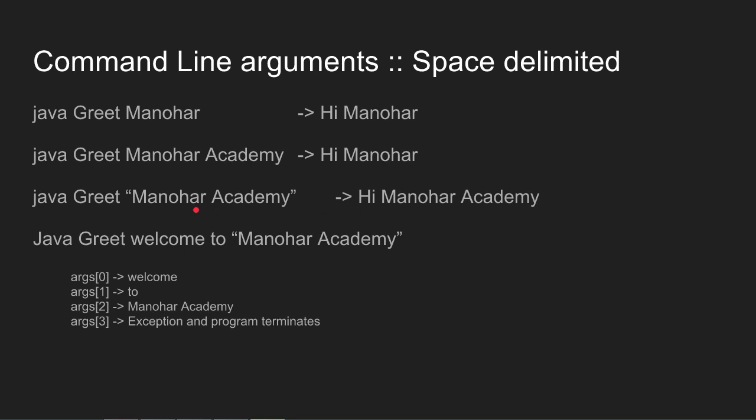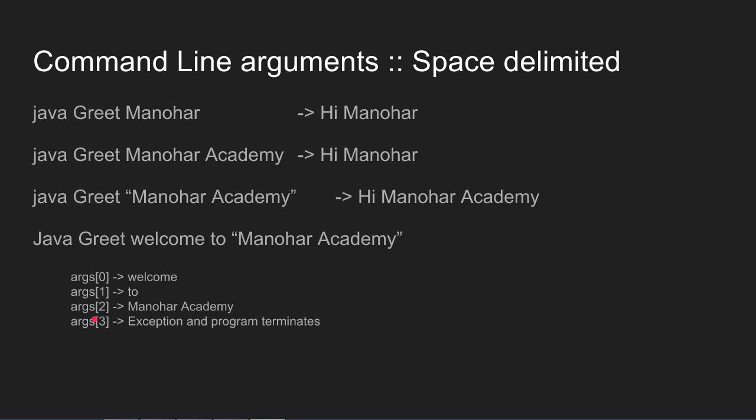So the explanation is very simple. They are delimited by the space. So here this is the first argument, this is the second argument, or the 0th element and first element. Here everything is one element in that particular array that is passed to the main method. So if I pass these parameters after the class name as input arguments, then welcome will be args0, to will be args1, and this whole word will be args2.